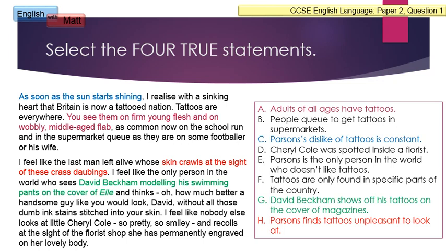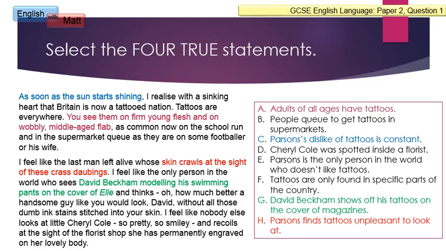If you wrote down A, C, G and H, you would get your 4 marks because those are the 4 true statements. Why? Well, he says in his article, he mentions firm young flesh and wobbly middle-aged flab, so that suggests that he thinks adults of all ages have tattoos. That's true. The fact that he mentions the sun rising in the morning suggests that literally as soon as he wakes up, he dislikes tattoos. So from sunrise to sunset, it's clear that his dislike of tattoos is constant.